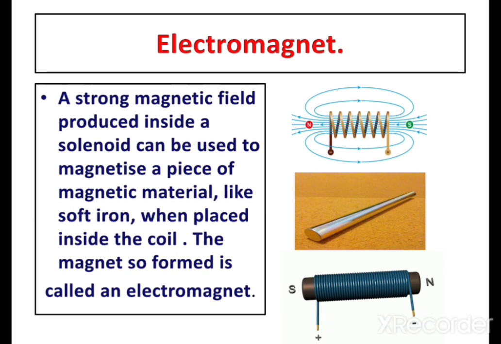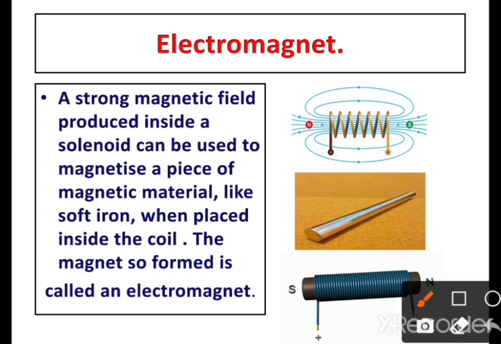And the next topic is electromagnet. What are the uses of this solenoid? This solenoid is used to make an electromagnet. How? A strong magnetic field produced inside a solenoid can be used to magnetize a piece of magnetic material like soft iron when placed inside the coil. The magnet so formed is called an electromagnet.